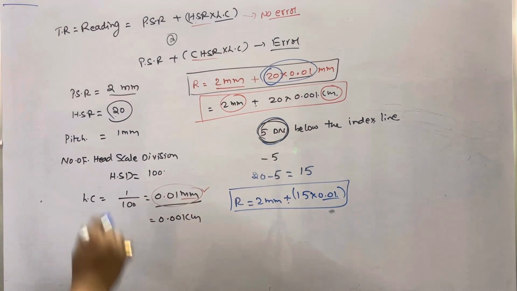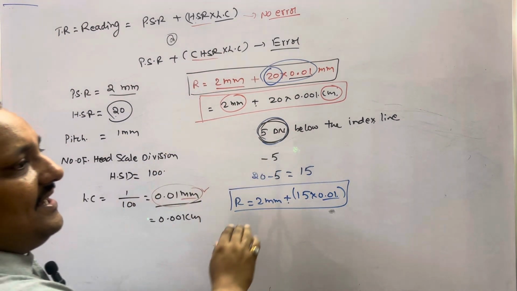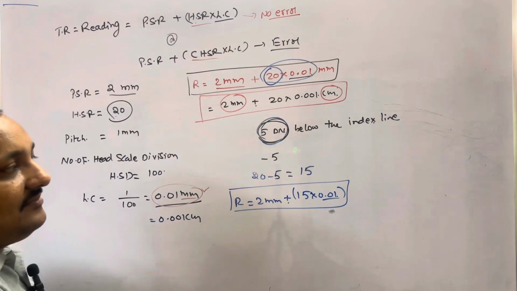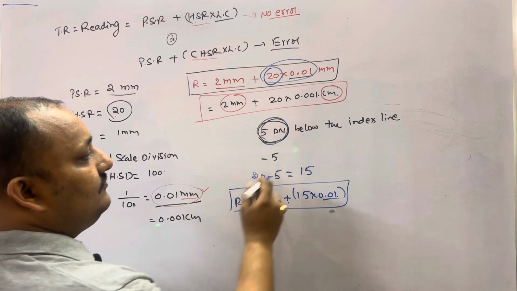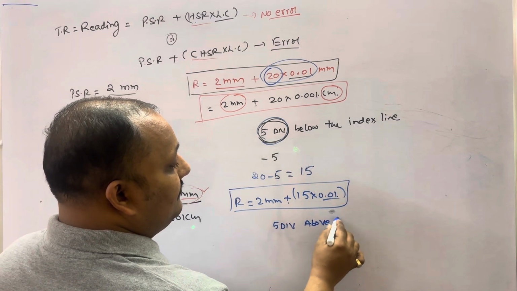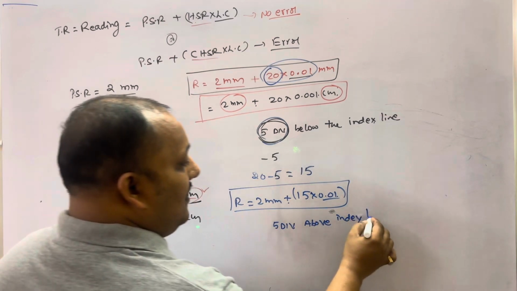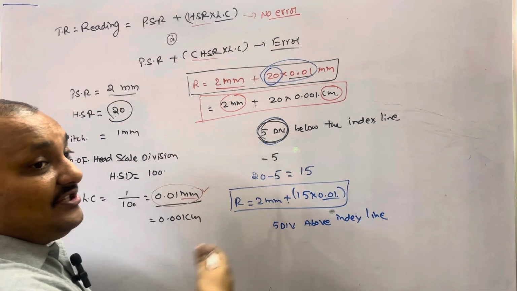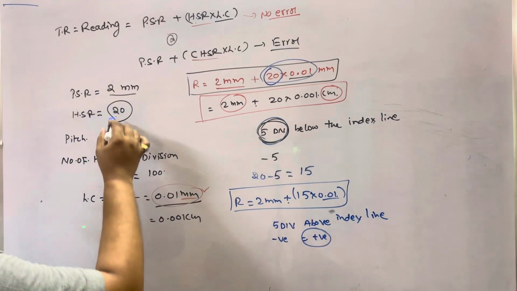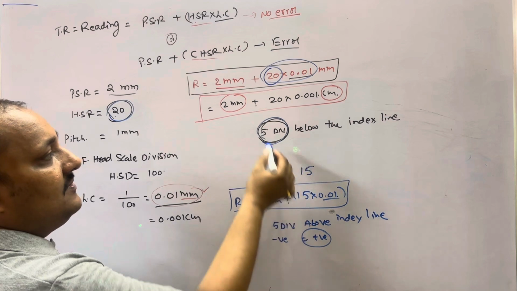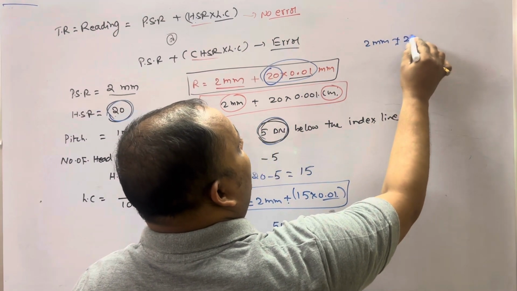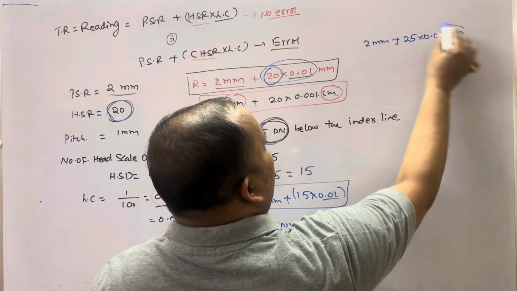Same question they give: whenever no object is there on the screw gauge, 5 divisions above the index line. Above the index line, then error is going to be negative, correction is going to be positive. At the time you have to take this 20 as how much? 25. Therefore, 2 mm plus 25 into 0.01 mm.